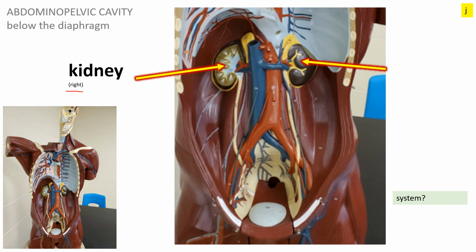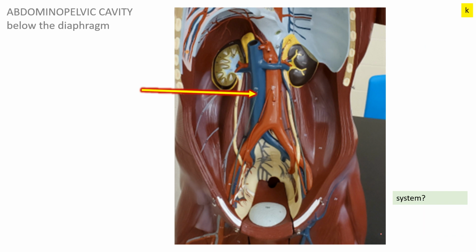The first letter J is going to be the right kidney, because remember, you're looking at the person eyeball to eyeball. So this is their right and their left. So the other letter J is going to be the left kidney. Now, kidneys are part of your urinary system.